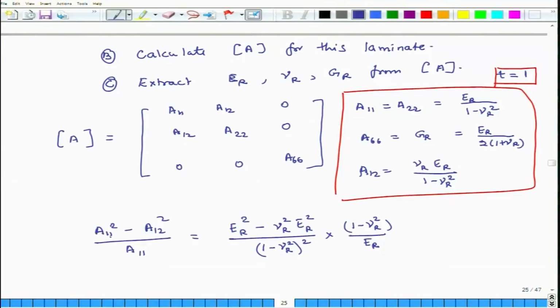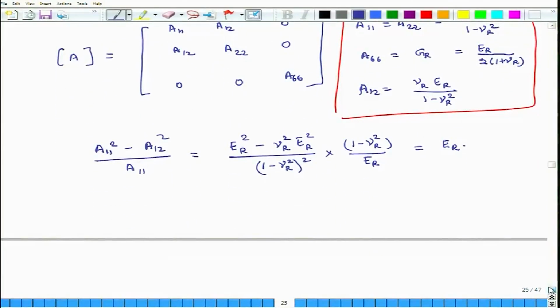I am just substituting A11 as ER by 1 minus nu R square, A12 as ER nu R divided by 1 minus nu R square. I am just substituting this here, that is all. So if I simplify this, this comes out to be ER. So if for a quasi-isotropic laminate I know A11 and A12, I can calculate its ER. I can calculate ER for the randomly oriented mat by this relation.